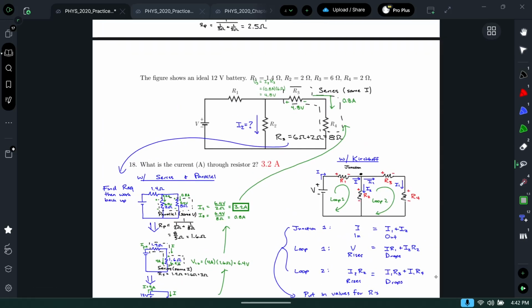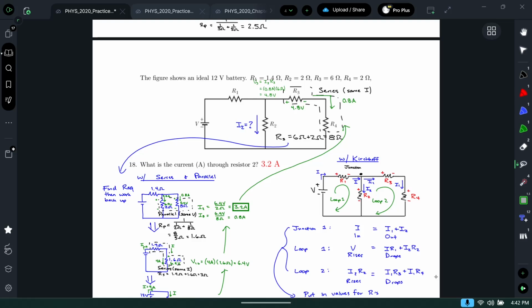Figure shows a 12 volt battery. What is the current through resistor 2? So this is one where they're asking through a resistor that's kind of bogged down by stuff around it. It's not isolated in a way that it's easy to say what I2 is automatically. So we have 2 options.